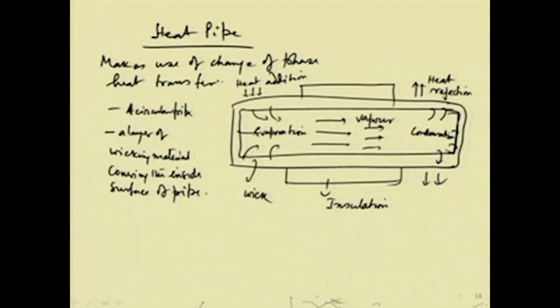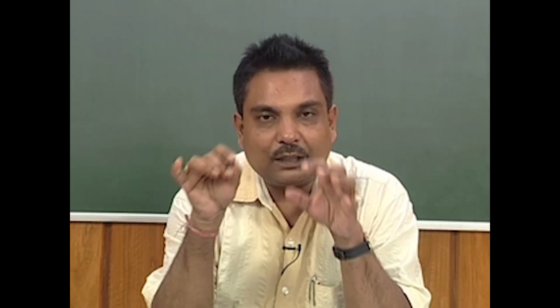It will come to this end, and the heat rejection, that will be condensing, and then the condensate will come into this direction. This is a condensate flow. So, condensate will come to this direction. This is a typical heat pipe. Okay. So, one end it is getting evaporated, and another end it is getting condensed and coming down. So, there will be a heat exchange.